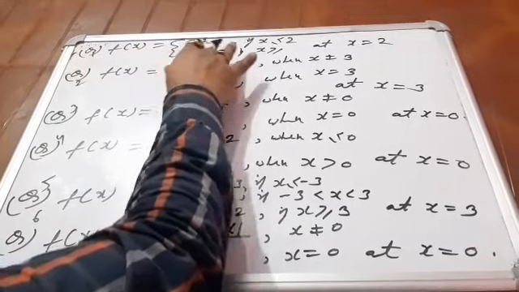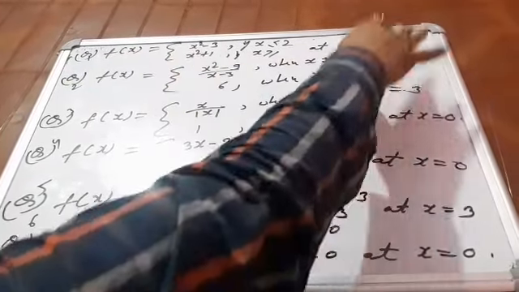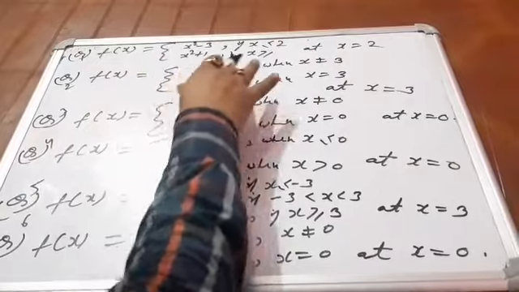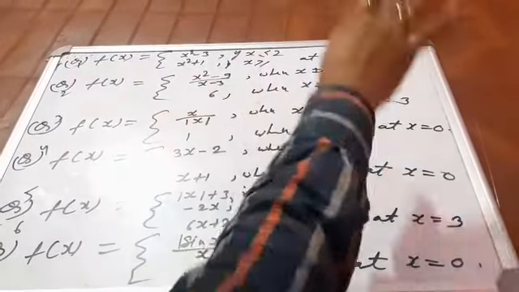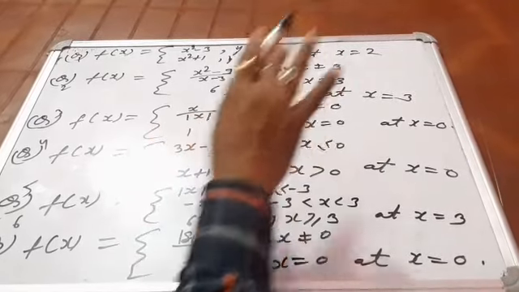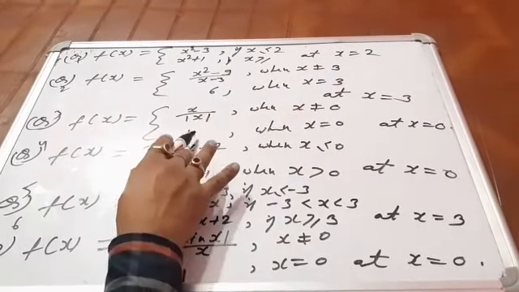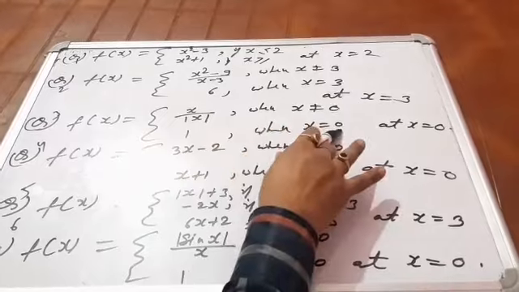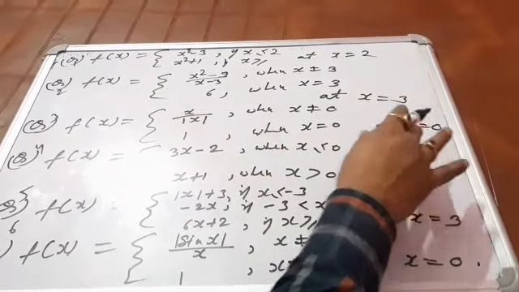First problem: f(x) is x square minus 3 by x square plus 1 for the given condition. Second: x square minus 9 by x minus 3, and 6 for the given condition. Third: f(x) is equal to x by mod x when x is not equal to 0, and the second value is 1 when x equal to 0. At x equal to 0 you are going to test.